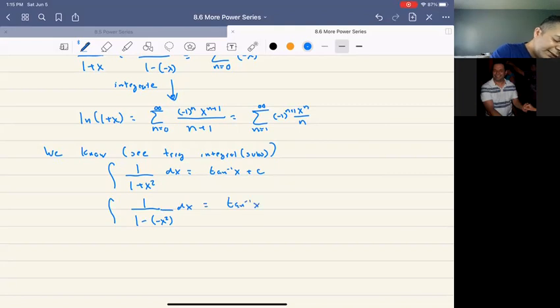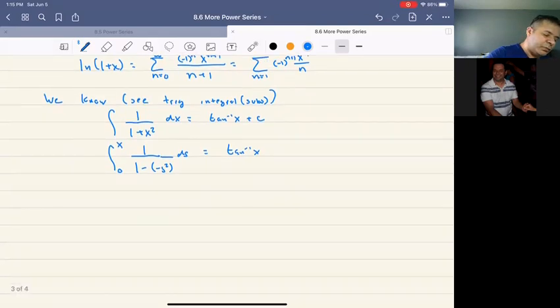Let's write it this way in order to avoid the c. So let's put an s here, and integrate from 0 to x. Okay? So now I can avoid the c.